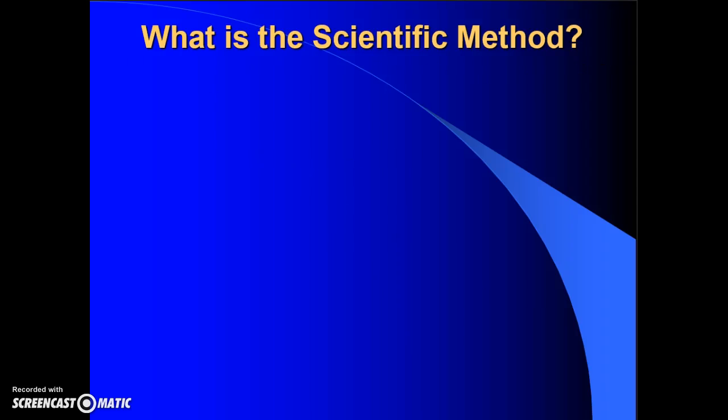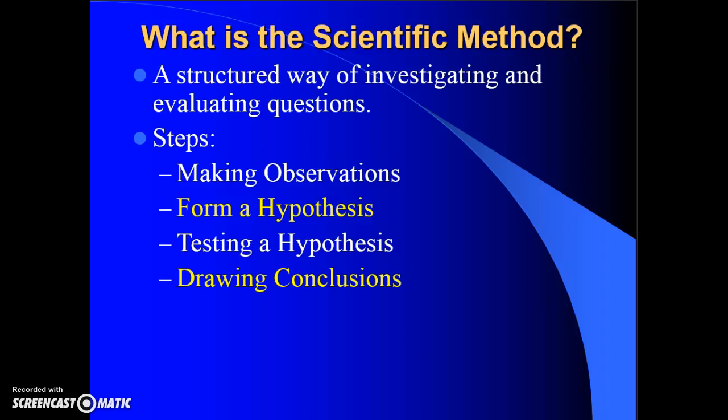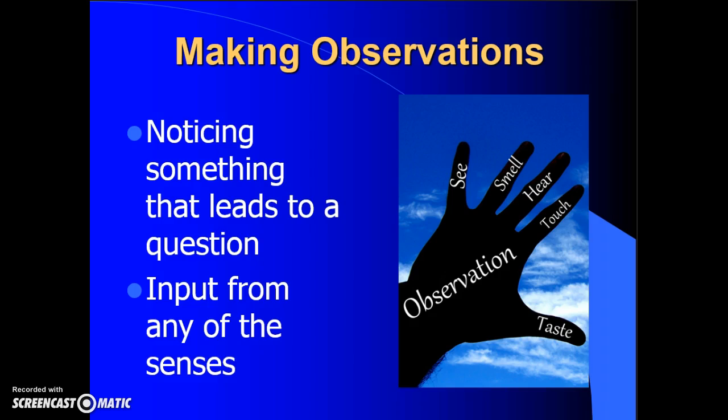What is the scientific method? This is a structured way of investigating and evaluating questions. There are a number of steps. Different books will have different numbers of steps. Your text has 4: making observations, forming a hypothesis, testing a hypothesis, and drawing conclusions.